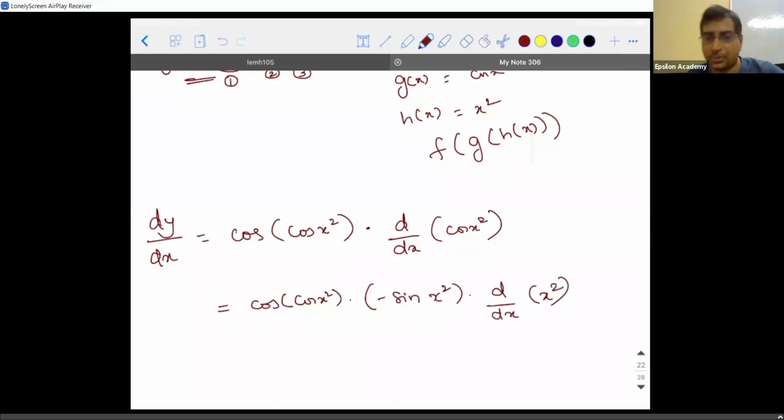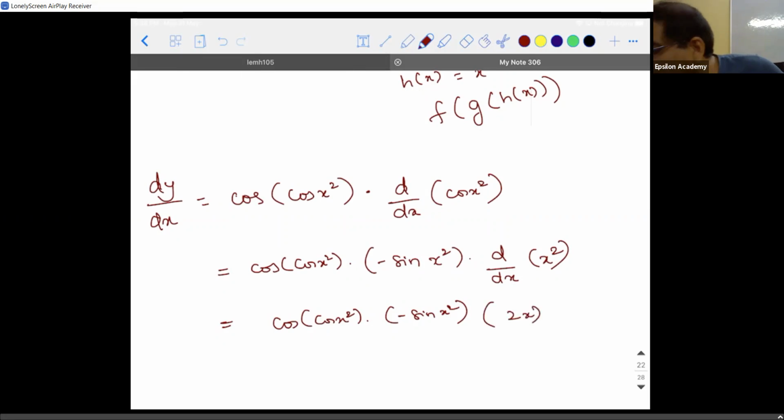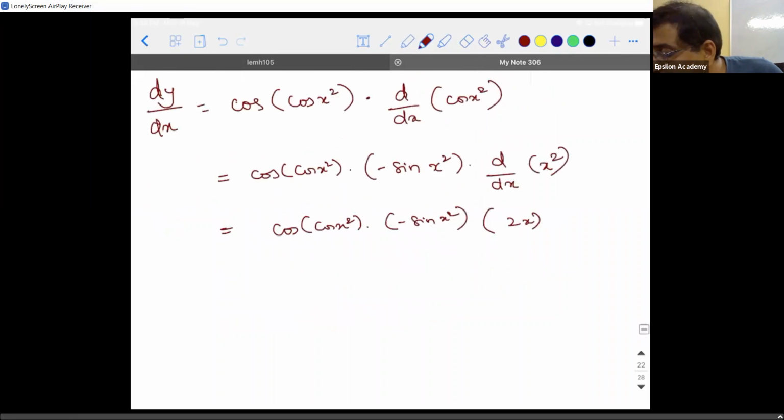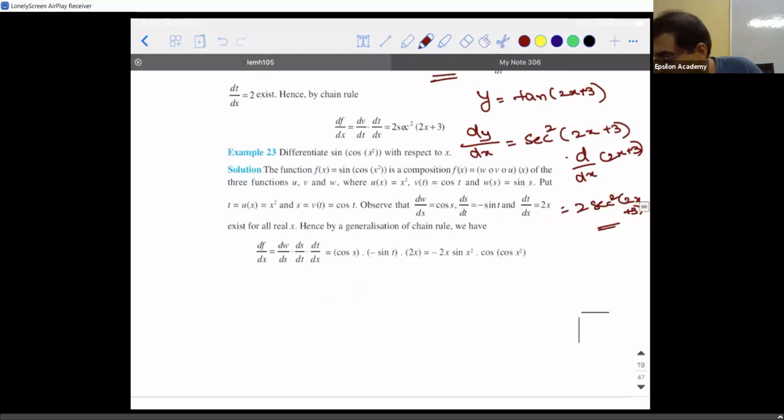Now we have gone to the third function. So cos of cos x square into minus sine x square. Always make it a practice to use the brackets, okay? Into derivative of x square is going to be 2x. So what is the final answer? Minus 2x into sine of x square into cos of cos x square is the required answer. Here, you can leave it as it is because you cannot simplify it. This is the answer.